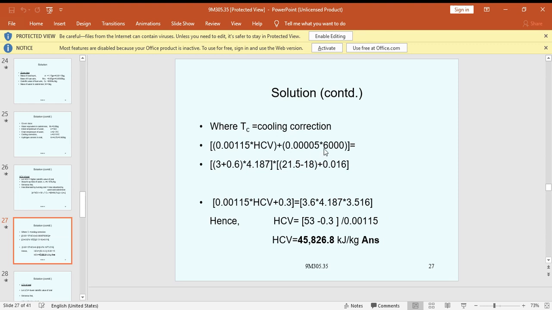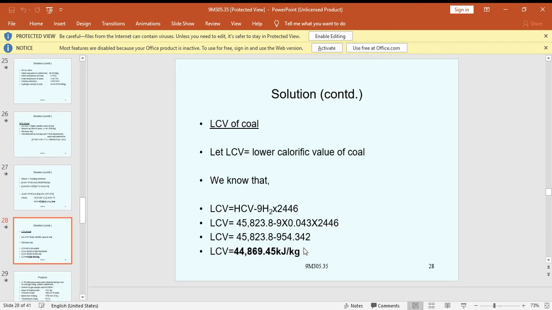0.00115 into HCV plus 0.00005 into 6,000 equal to 3.6 into 4.187 into (21.5 minus 18 plus 0.016). So 0.00115 into HCV equal to 0.3 into 4.187 into 3.516. HCV equal to 53 minus 0.3 divided by 0.00115. HCV equal to 45,826.8 kilojoule per kg.